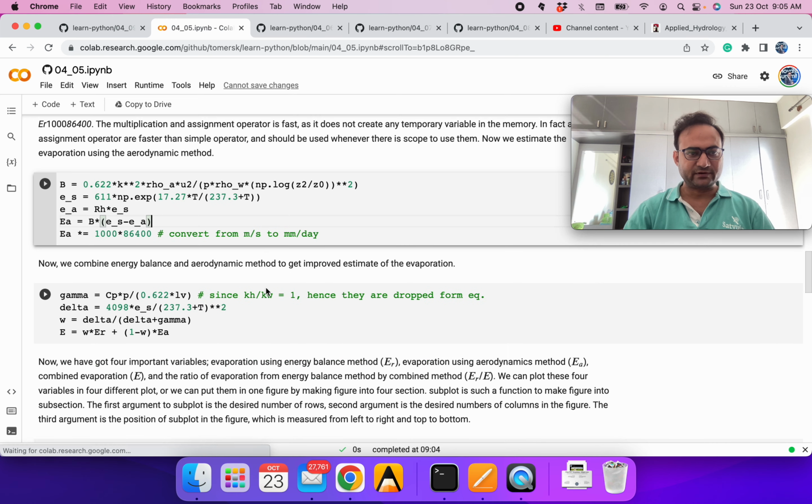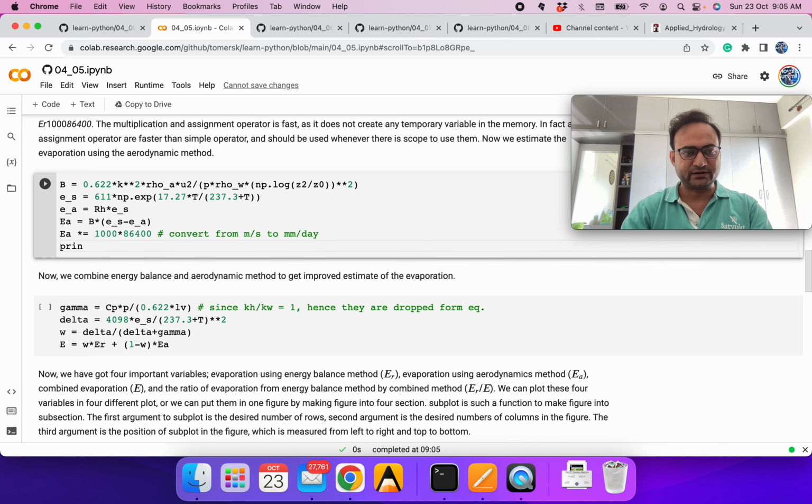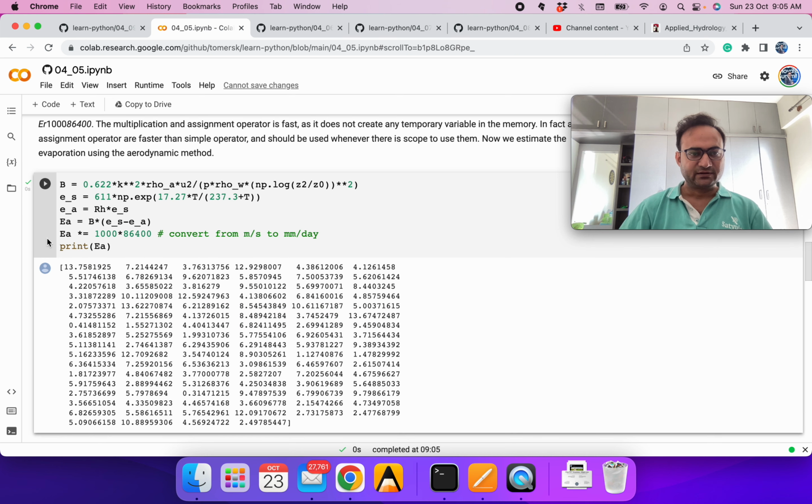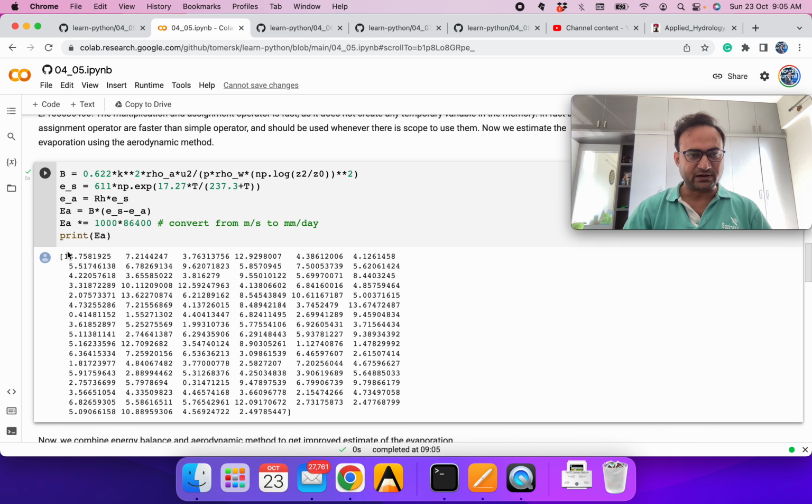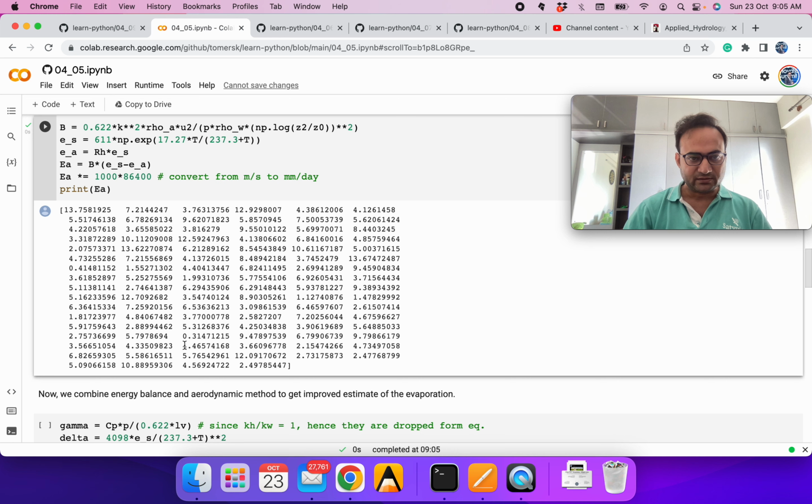Similarly, we can apply our aerodynamics approach and compute this. Also we are converting into per day, and let's look at it. So these values are going up to 13, and as low as close to 0. So we see huge variation.